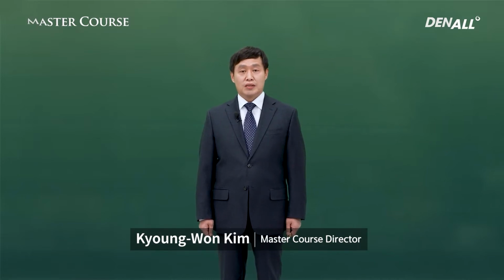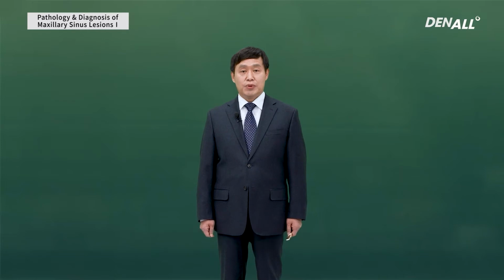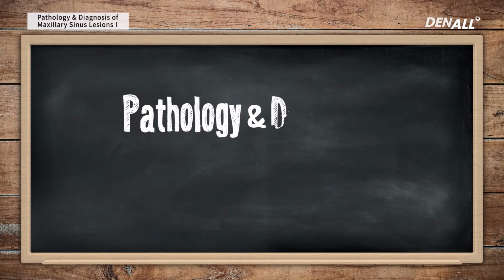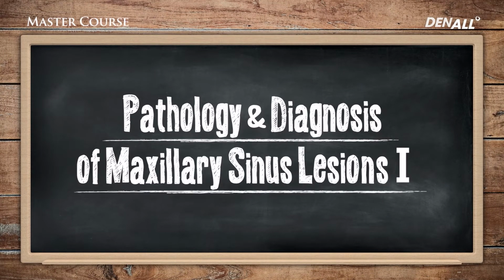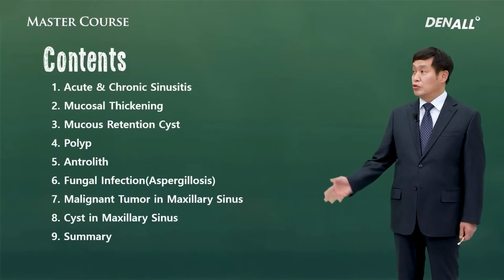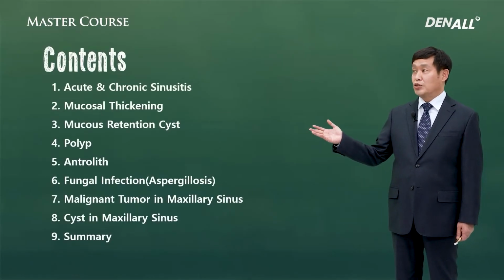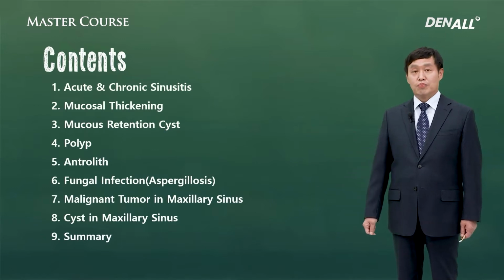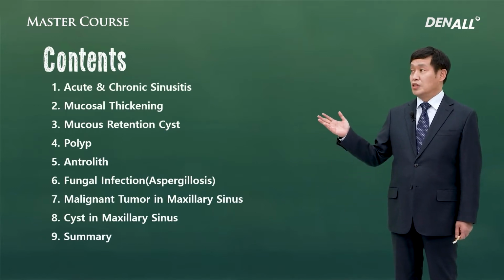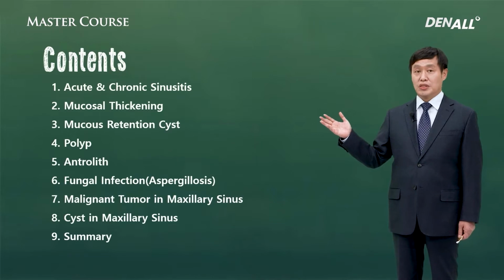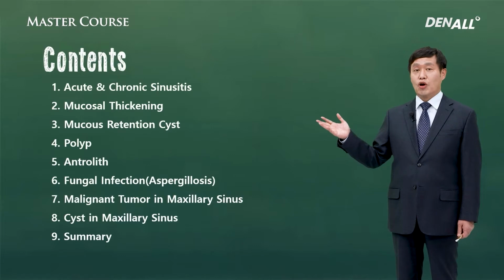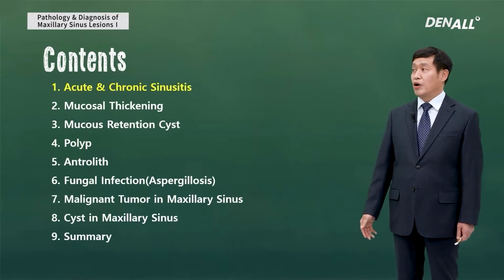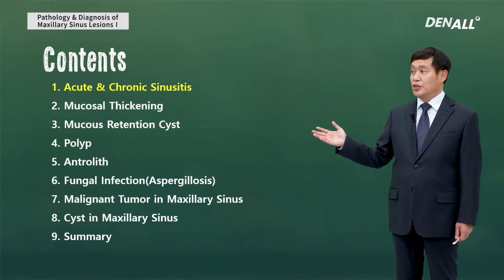Today I'm going to talk about pathology and diagnosis of maxillary sinus lesions. As you can see, there are 8 different types of lesions. Today I'm going to talk about inflammation that is most problematic within sinus. In other words, acute and chronic sinusitis. In the next lecture, I'm going to address other diseases.